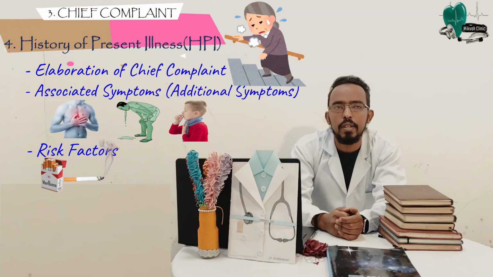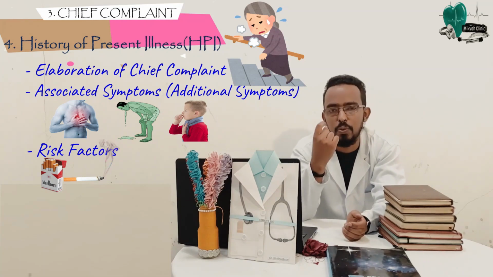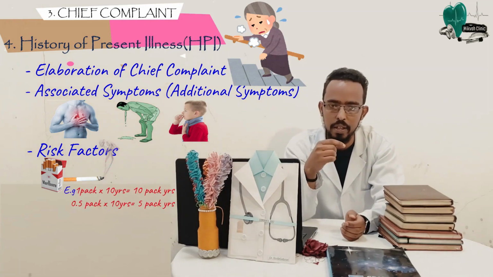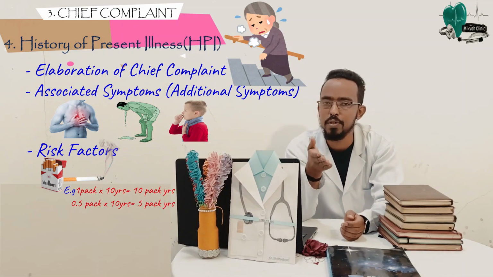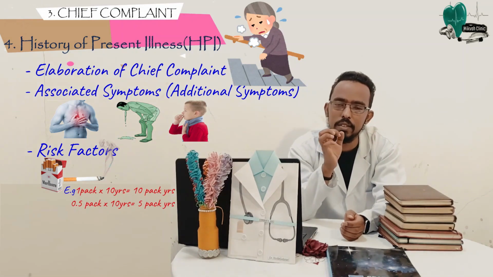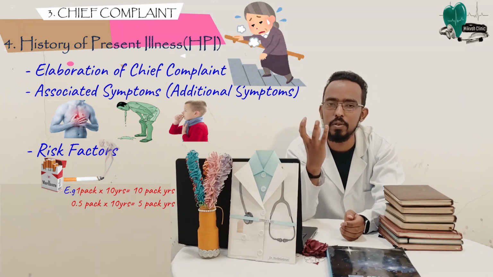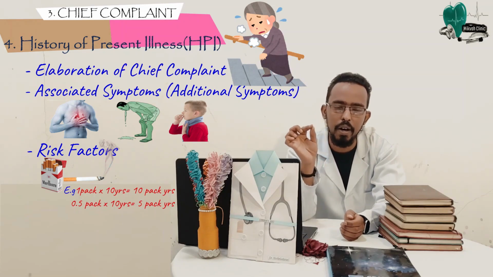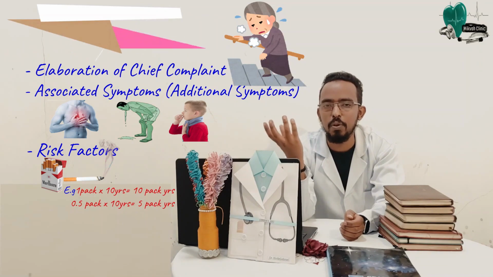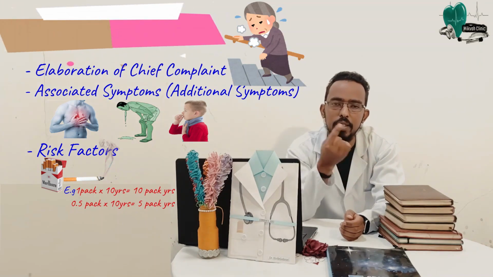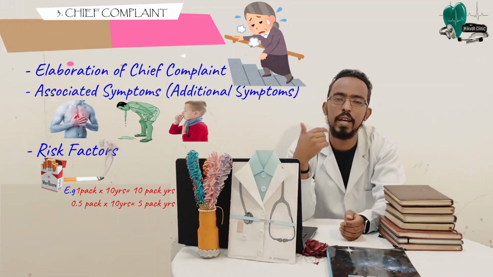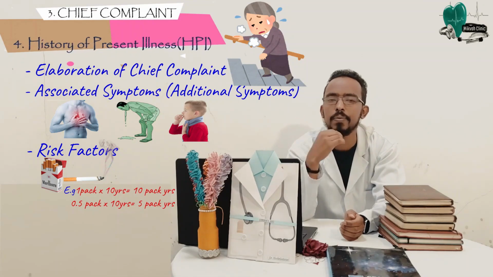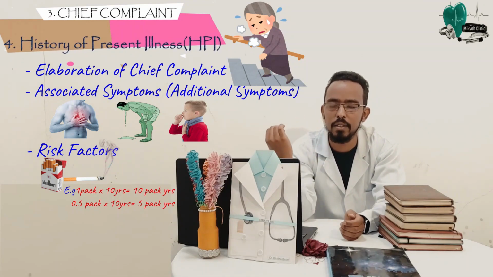For example, if a patient smokes 1 pack of cigarettes per day, and he was smoking for the past 10 years, then I can calculate the dose of smoking by multiplying the number of packs he smokes per day by the number of years he smoked. For example, he smoked 1 pack per day for the past 10 years. So 1 times 10 is 10, so he smoked 10 pack-years.